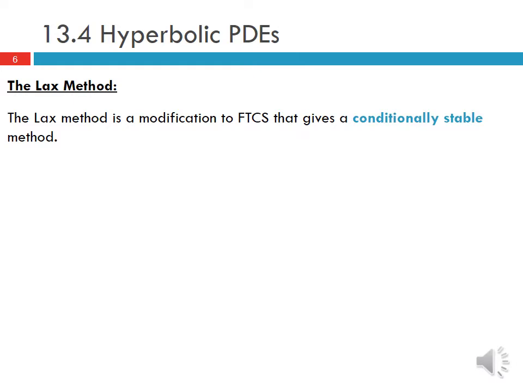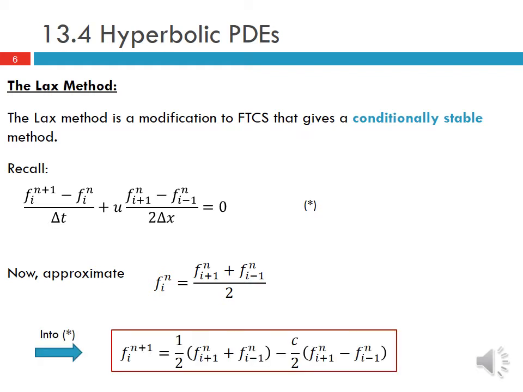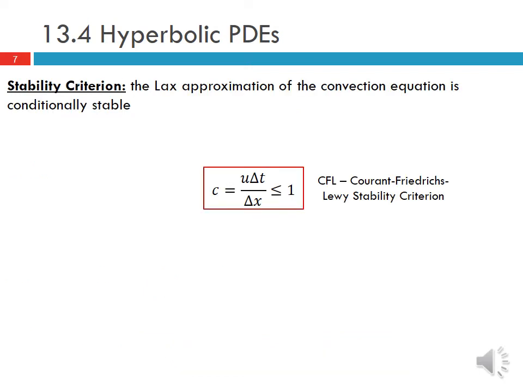So instead, let's consider the Lax method. The Lax method is a modification to the FTCS that gives a conditionally stable method. This is the FTCS formulation. Now we can approximate this f_i^n as shown here, and then plug this into our formulation, and we get the expression shown here. This is the Lax method. The stability criterion for the Lax method indicates that it is conditionally stable, where the stability condition is that c, which is u delta t by delta x, has to be less than or equal to 1.